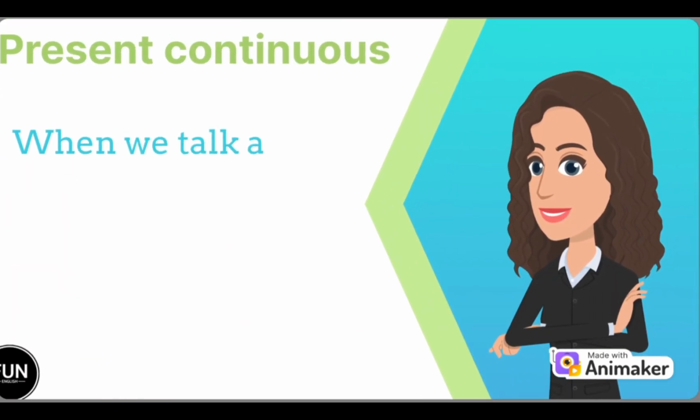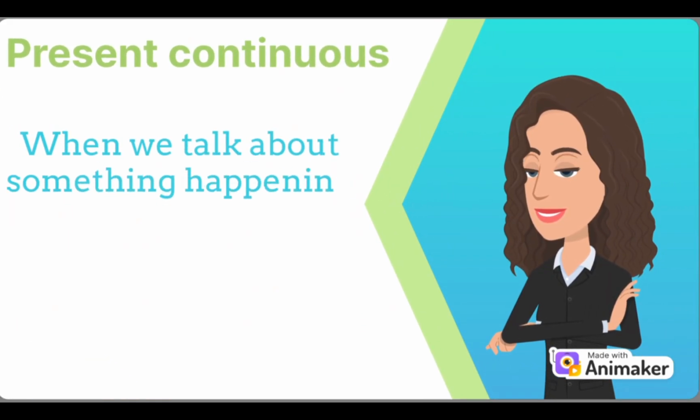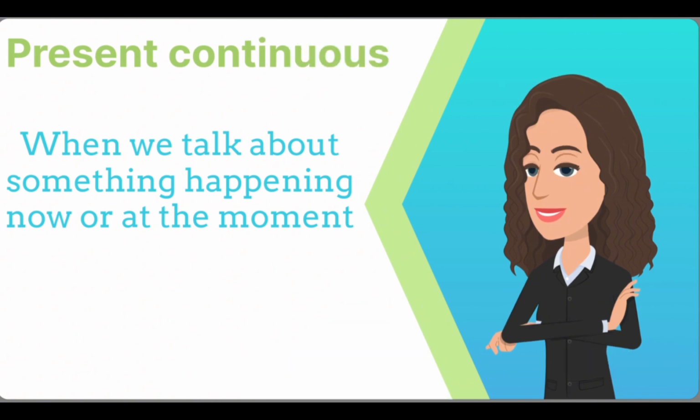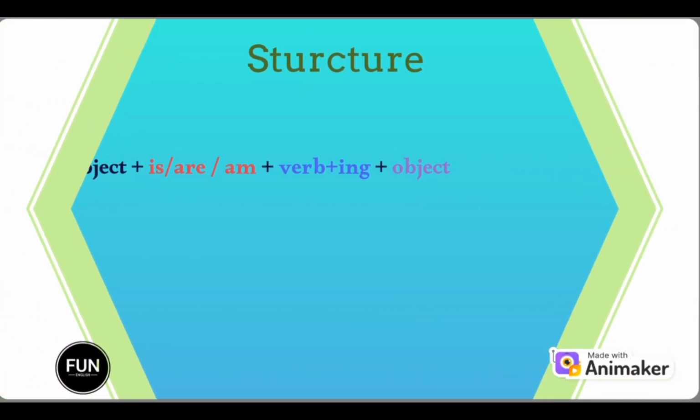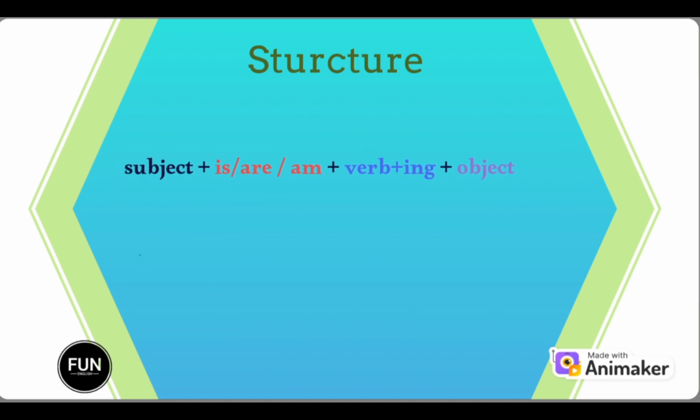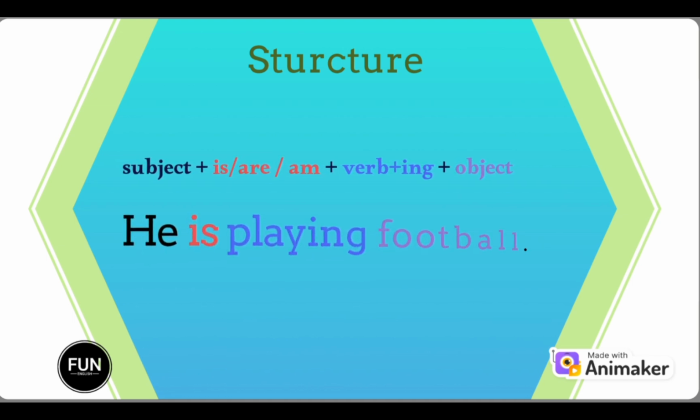We use present continuous when we talk about something happening now or at the moment. The structure of present continuous is subject plus is or are or am plus verb plus ing plus object. For example, he is playing football.